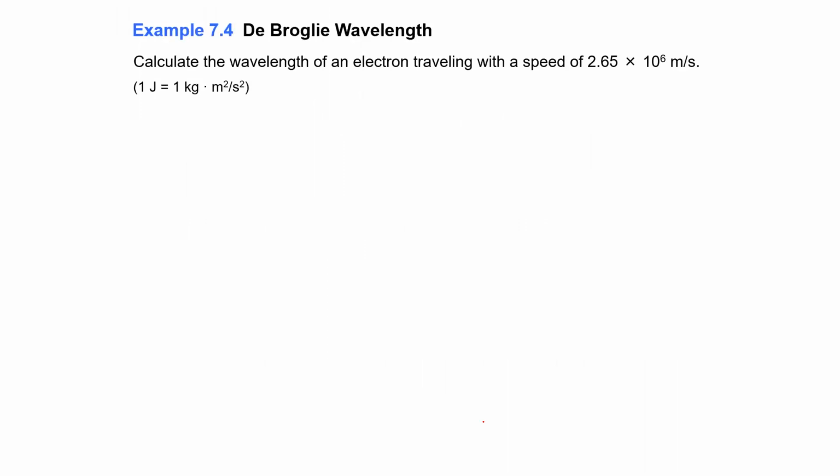So let's calculate the wavelength of an electron traveling with a speed of 2.65 times 10 to the 6 meters per second. That's fairly fast. Okay, so we'll use again Planck's constant. Now we have the velocity, we have the speed, it's given to us. What we are missing here is the mass. So what we need to get is the mass of an electron.